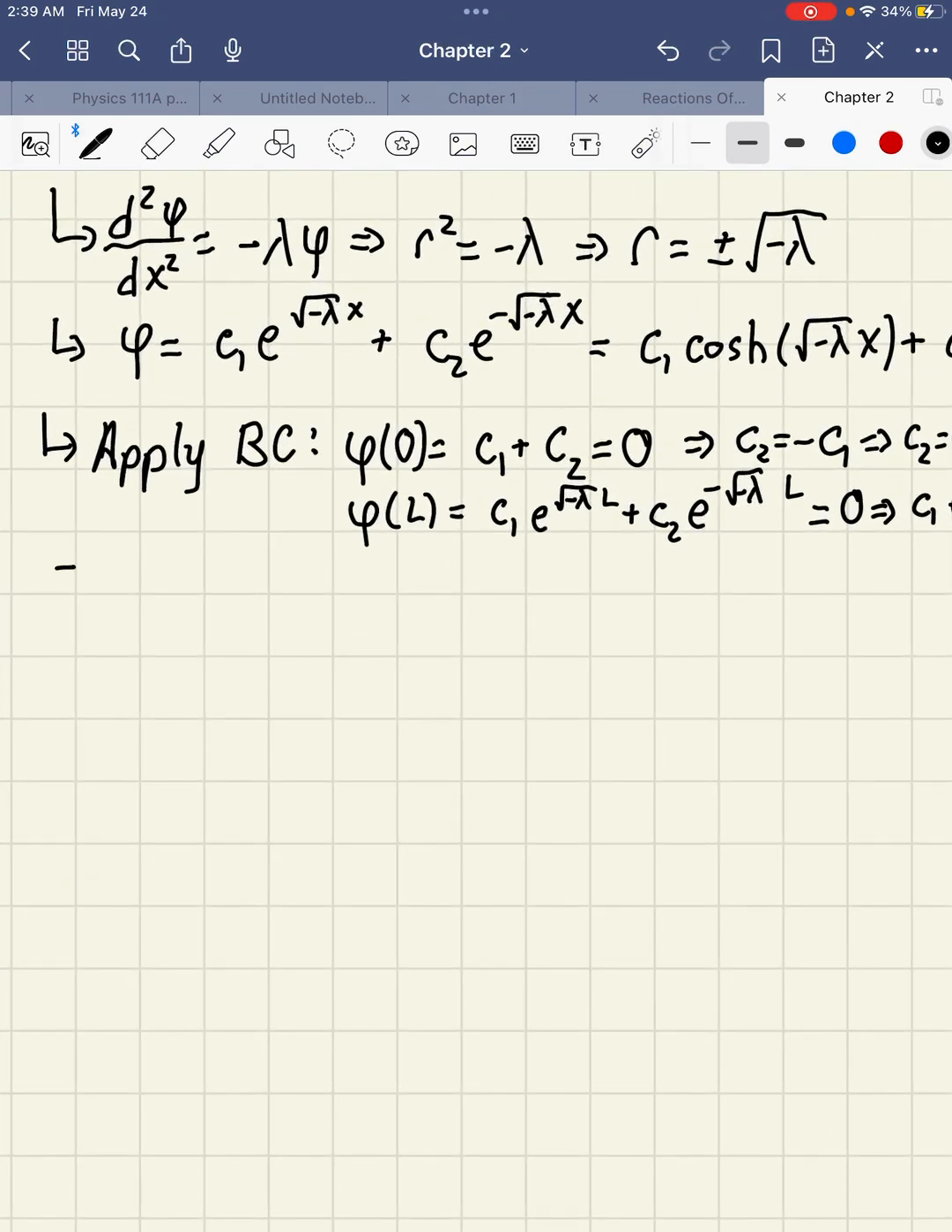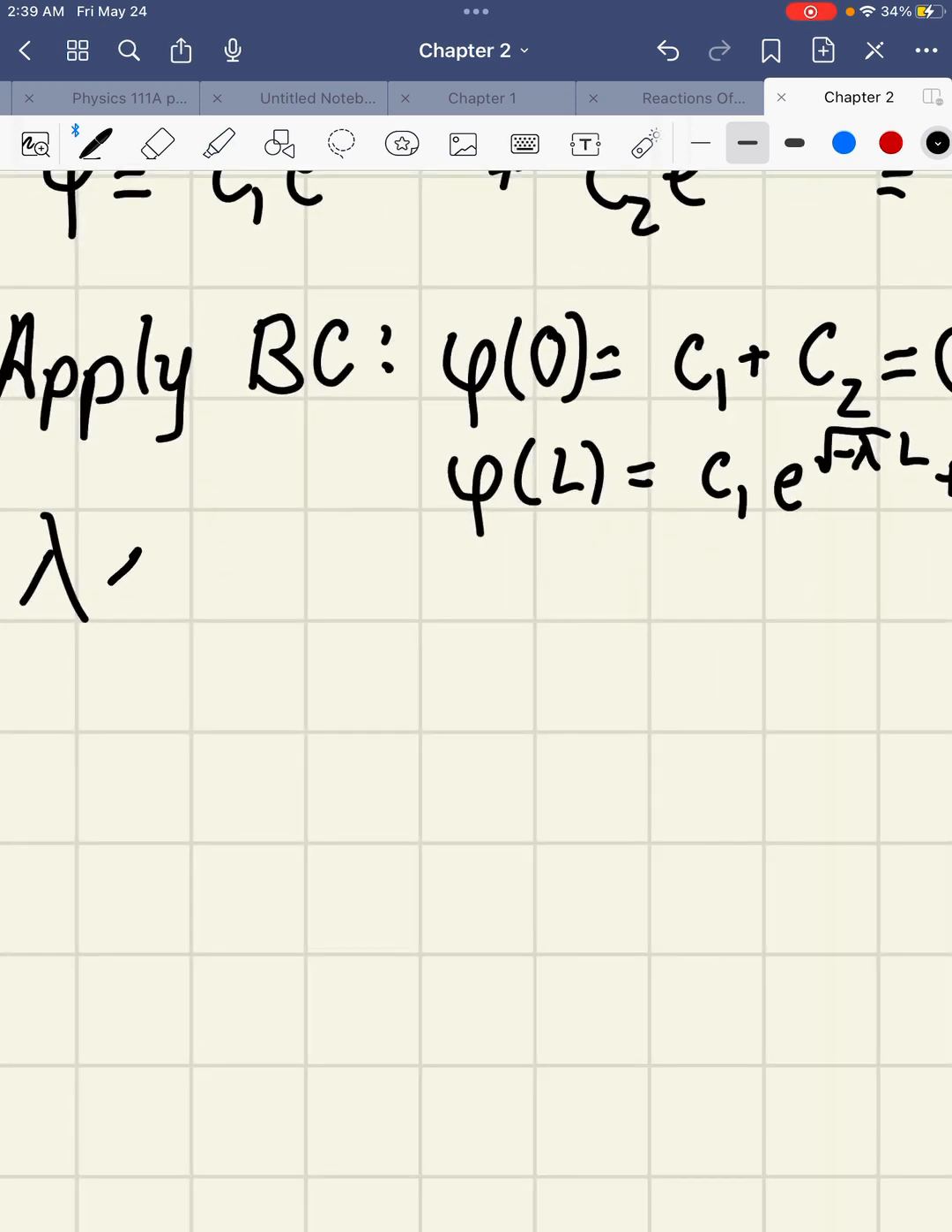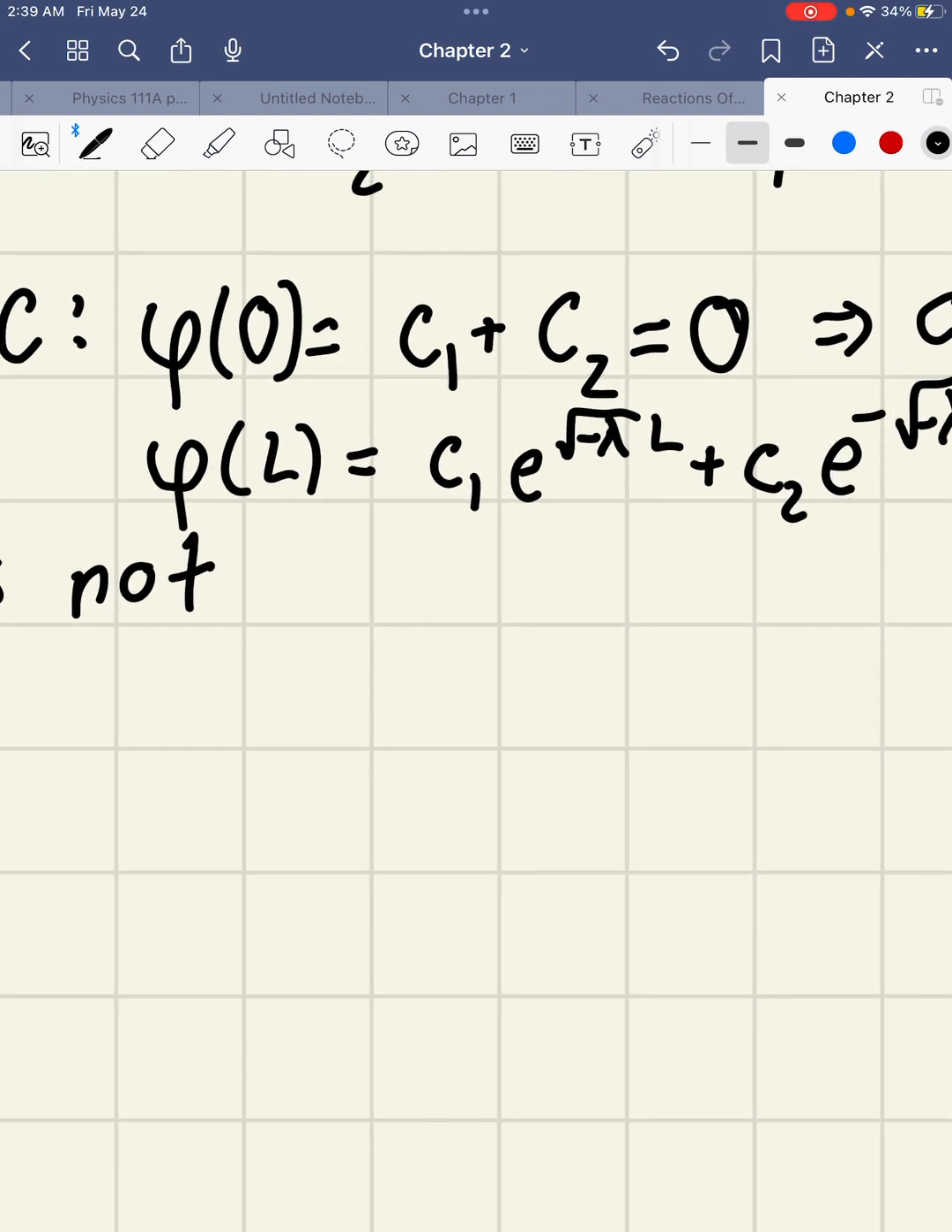So therefore, lambda, in this case negative, is not an eigenvalue.